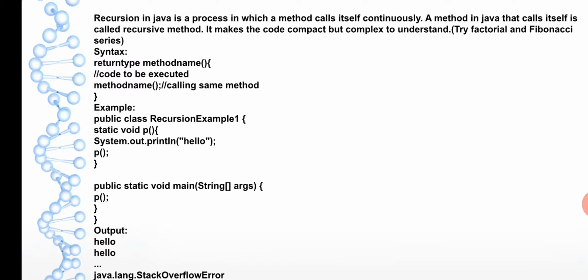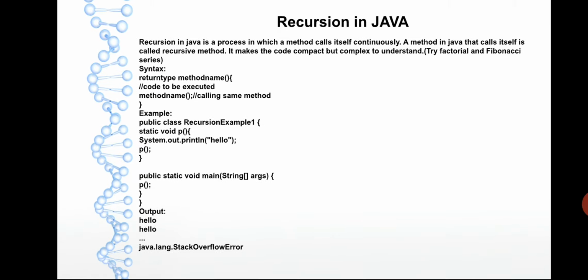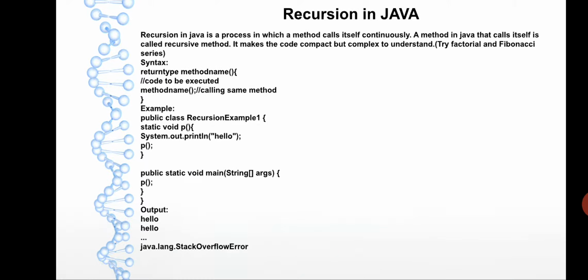Now come to the main method. Inside the main method, you are just calling the p method. That's it. Now the control will go to the p method and it will print hello. Again it will call the p method, again it will print hello. So it goes on. It is nothing but an infinite loop, isn't it? So that is the output: hello, hello, hello, hello, up to a stack overflow error.